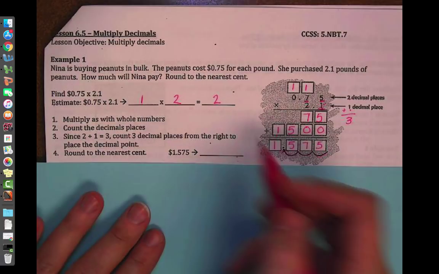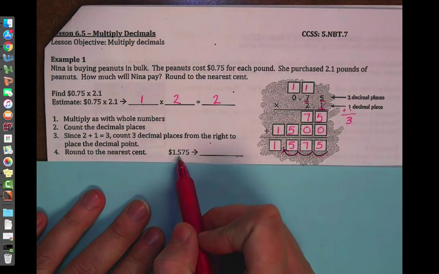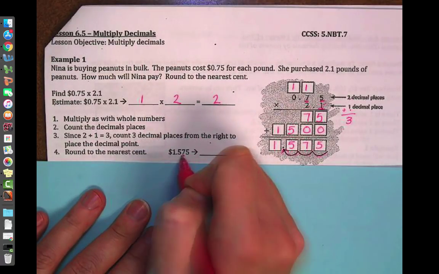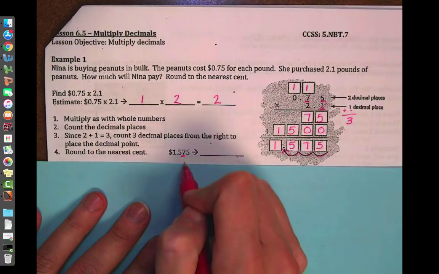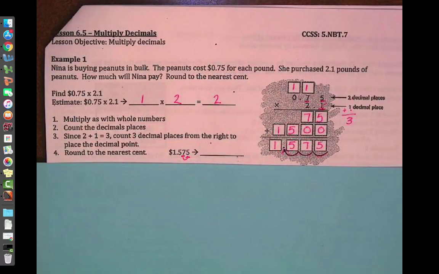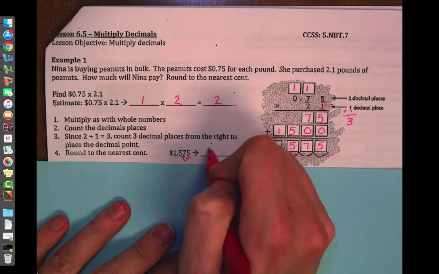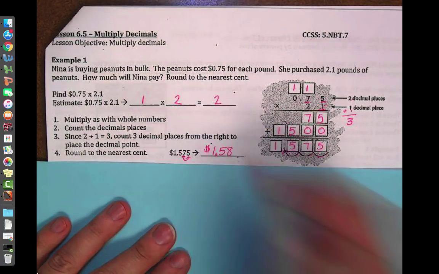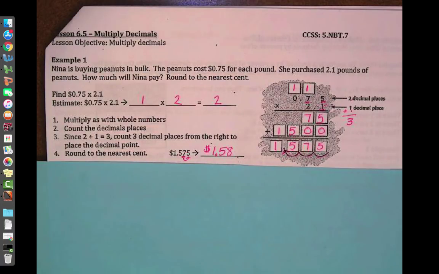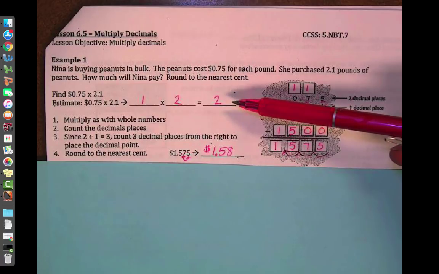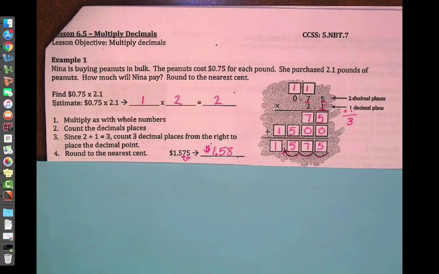With that, this would be our dimes, this would be our pennies. So this is my nearest cent. If you remember our rounding, we look to the right. 5 tells me I'm going to round up. So that means that my answer would be $1.58. And then checking, is that close to our estimation? Yes, it is. So then we are good to go.